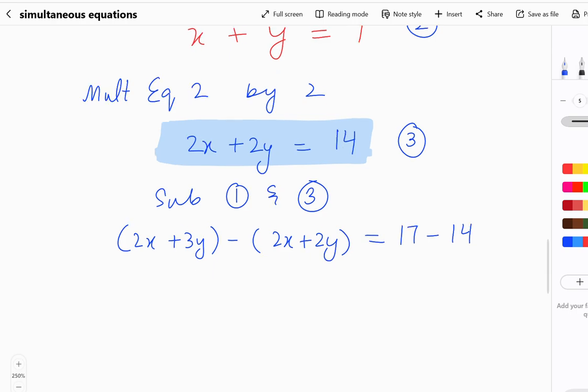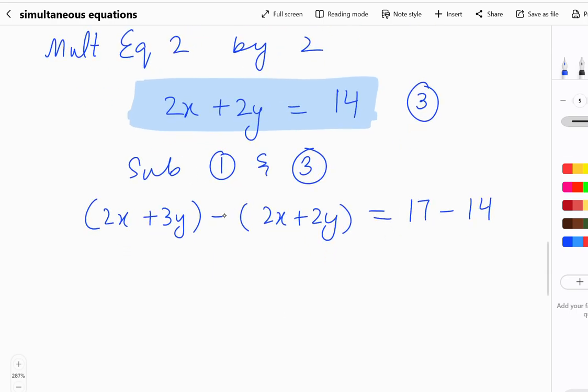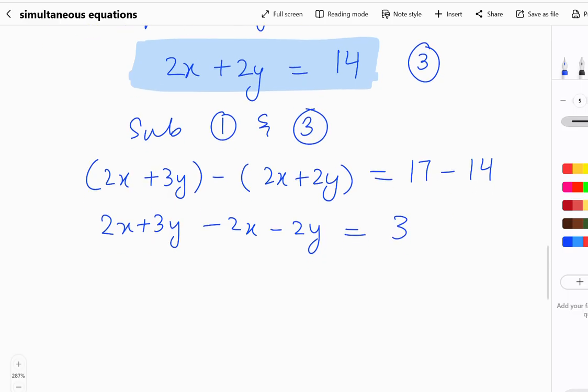Now, we just need to expand the brackets. 2x plus 3y. We have a minus sign, so change all of the signs inside. Minus 2x, minus 2y. And 17 take away 14 is 3. 2x cancels out with 2x, and you're left with 3y minus 2y, which leaves you with 1y. And 1y means just y. So basically, y equals 3.